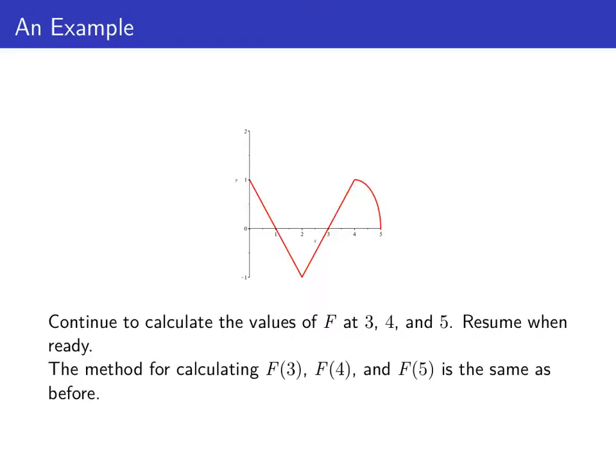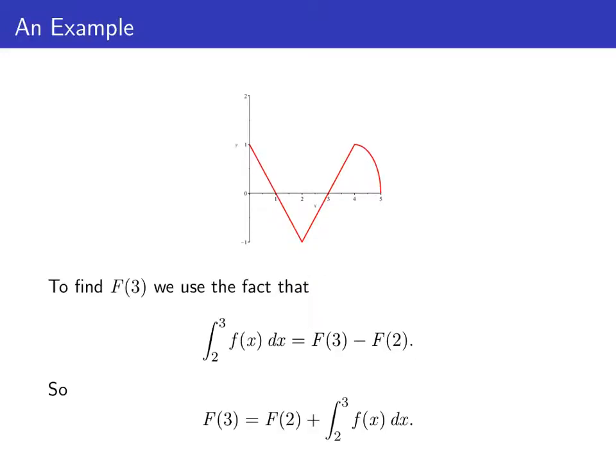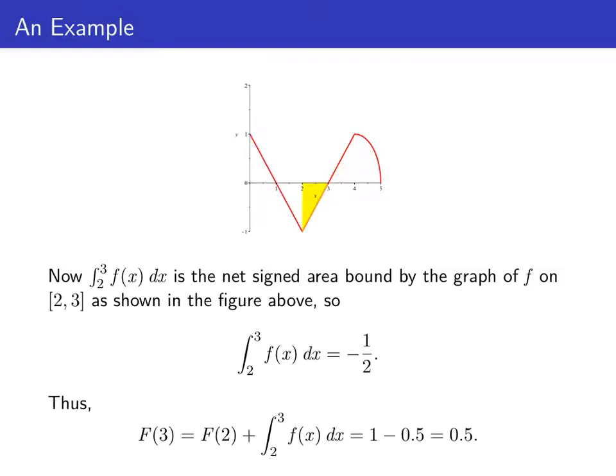So we continue to calculate these values the same way we did before, using the formulas. To find big F of 3, we use the fact that big F of 3 minus big F of 2 is the definite integral from 2 to 3 of little f of x dx. And then again, we interpret this integral as a net signed area. And in this case, again, the graph of little f is below the x-axis. So the integral from 2 to 3 of little f of x dx is the opposite of the area of that yellow triangle, which is a half. So big F of 3 is big F of 2 that we calculated earlier, minus a half. So we get 1 minus a half, or a half.